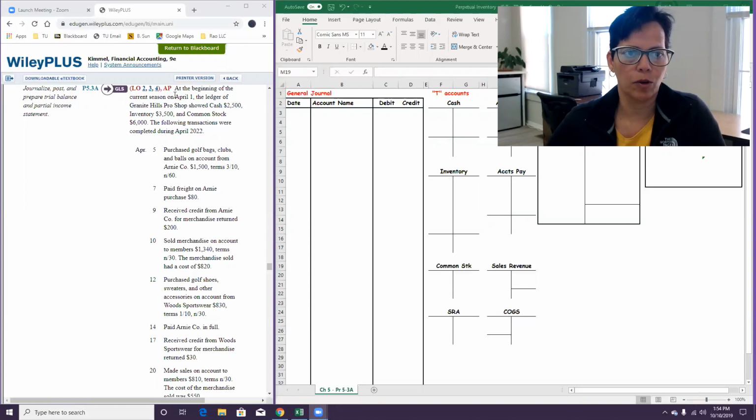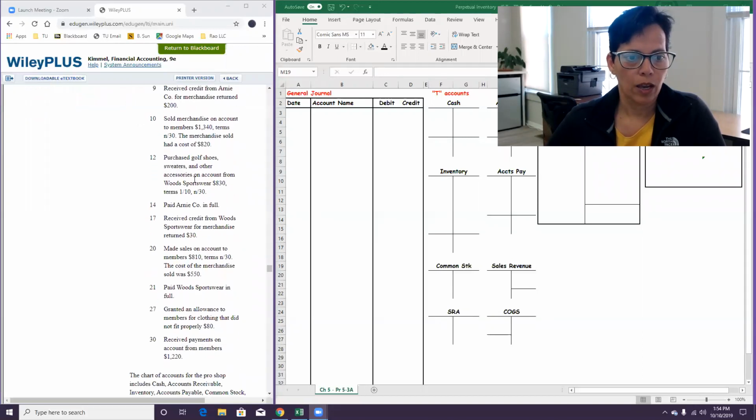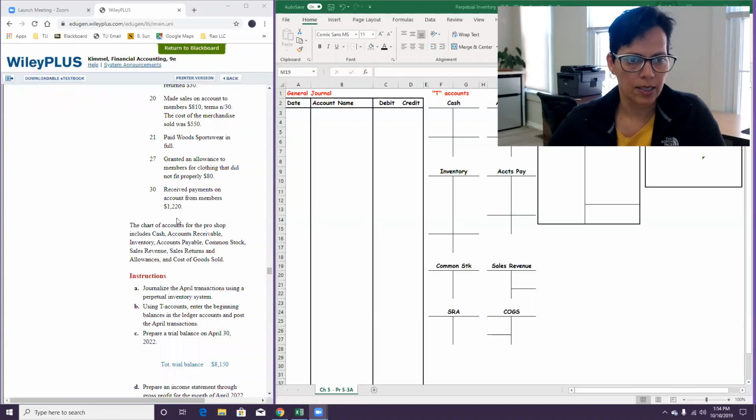So what do we have in this problem? At the beginning of the current season, on April 1st, the ledger of Granite Hills Pro Shop showed cash of 2,500, inventory of 3,500, common stock 6,000, and then the following transactions. So they've given us three accounts that have a beginning balance on April 1st. After we go through all of these transactions, they're telling us that the chart of accounts for Pro Shop includes cash, accounts receivable, inventory, accounts payable, common stock, sales revenue, sales return and allowance, and cost of goods sold.